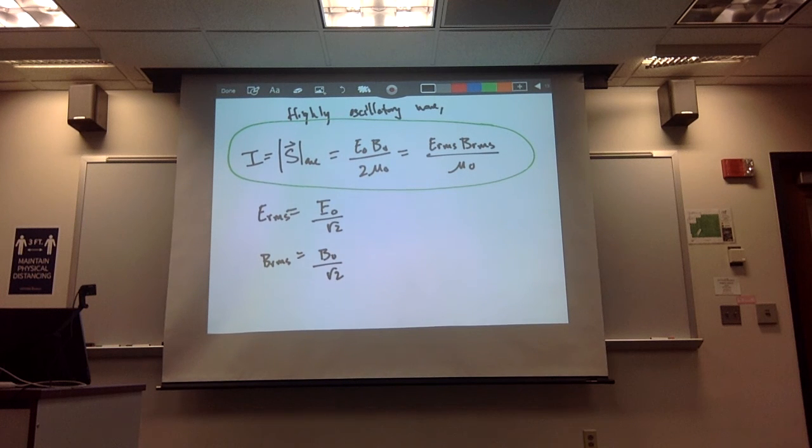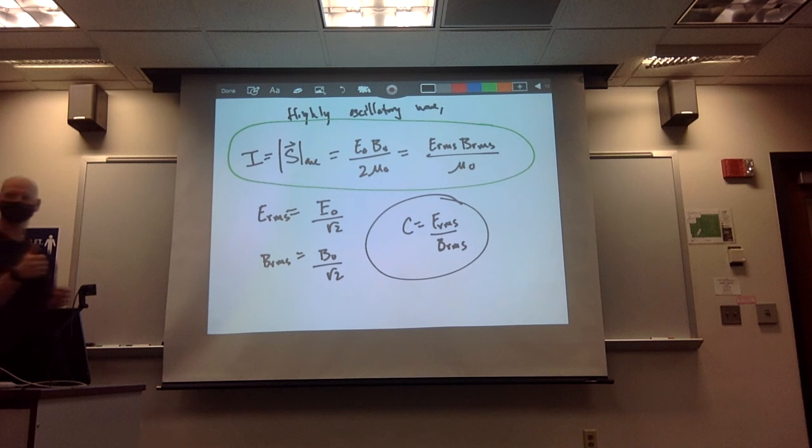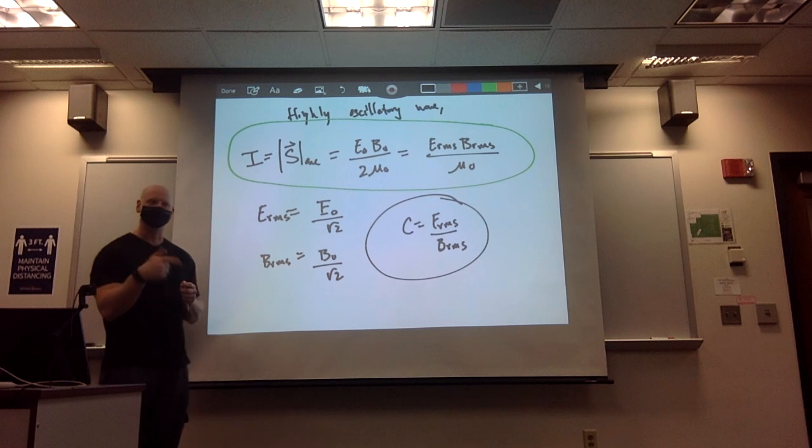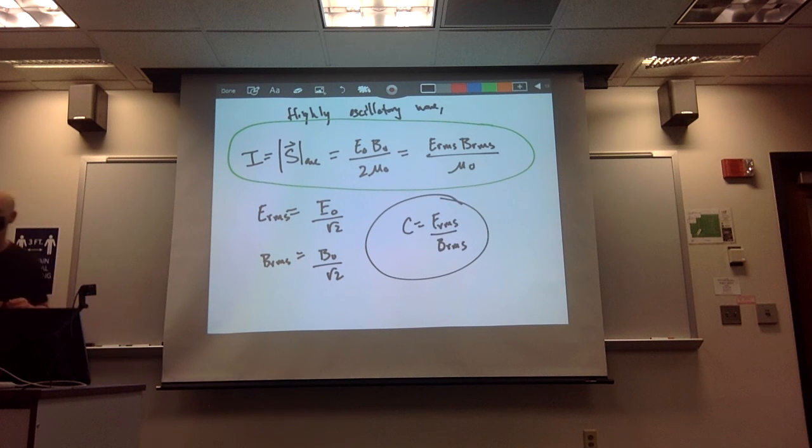Okay? Now from this, we also know that the speed of light is equal to the RMS value of the electric field divided by the RMS value of the magnetic field, because all we're doing is multiplying top and bottom by the square root of 2, which means they cancel, so that ratio stays the same. So this is still true. Again, the Poynting vector tells me the direction of propagation as well as the intensity, or the amount of energy carried by the wave itself.